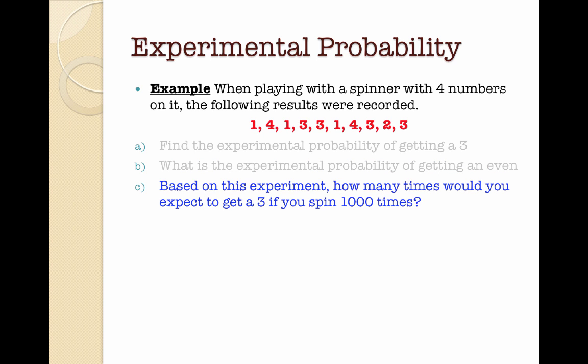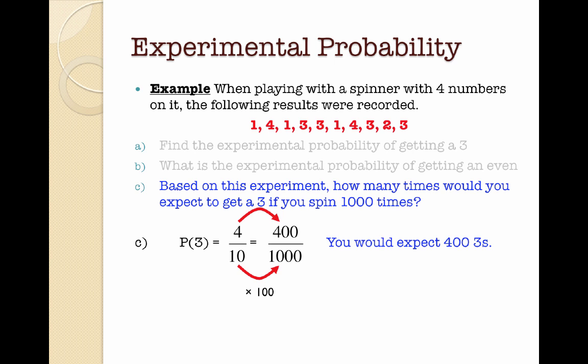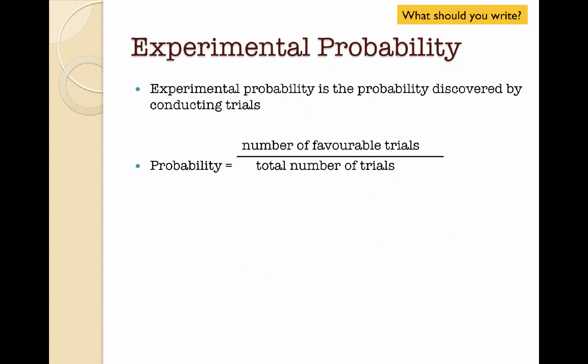Now, based on this experiment, how many times would you expect to get a 3 if you spun it 1,000 times? Well, we know that the probability of getting a 3 is 4 out of 10. And we want to know the probability of getting it if we did it 1,000 times. Well, as you can see, we did 100 more experiments. So we would expect to get 100 more 3's. This means that our probability of getting a 3 would be 400 out of 1,000, and you would expect to get 400 3's.